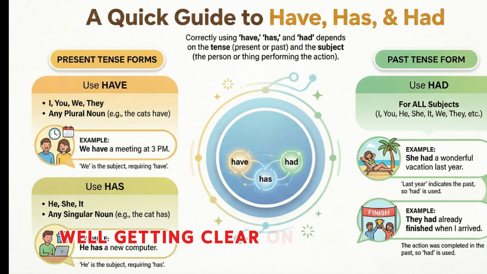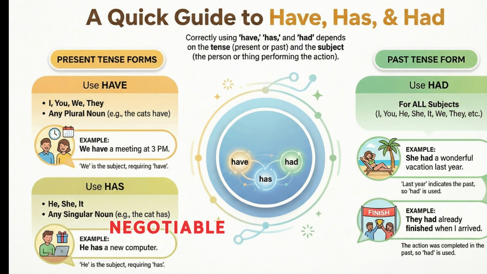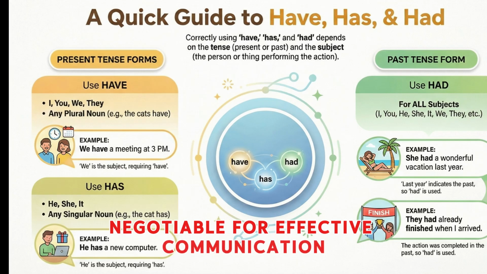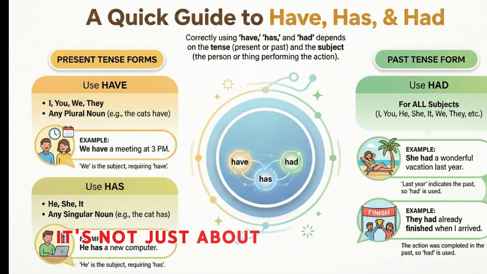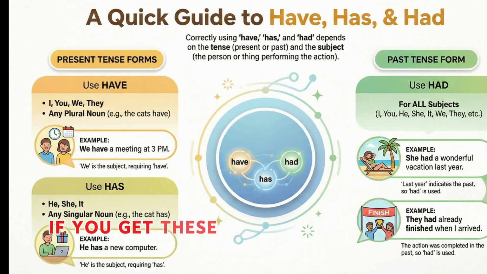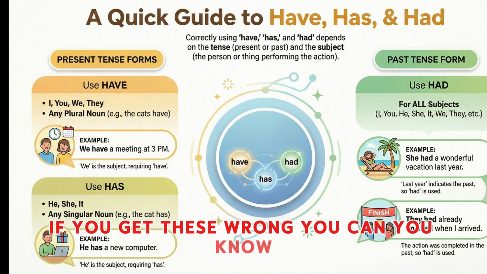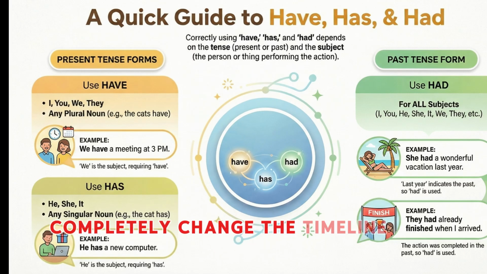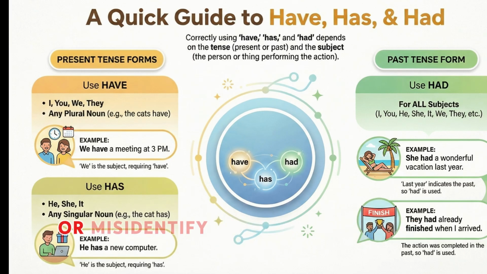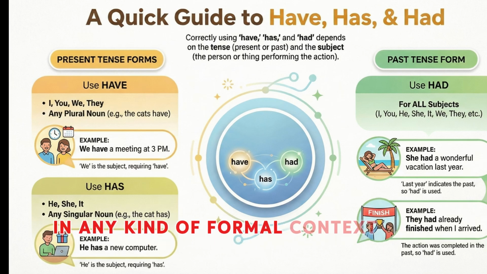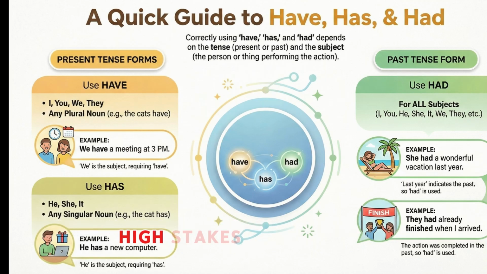Well, getting clear on these is non-negotiable for effective communication. It's not just about looking sloppy. If you get these wrong, you can completely change the timeline of a story or misidentify who you're talking about. Which is a huge error in any kind of formal context. A very high stakes error.